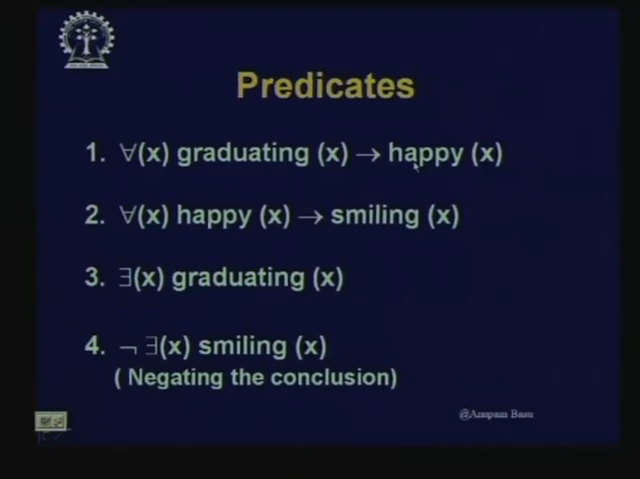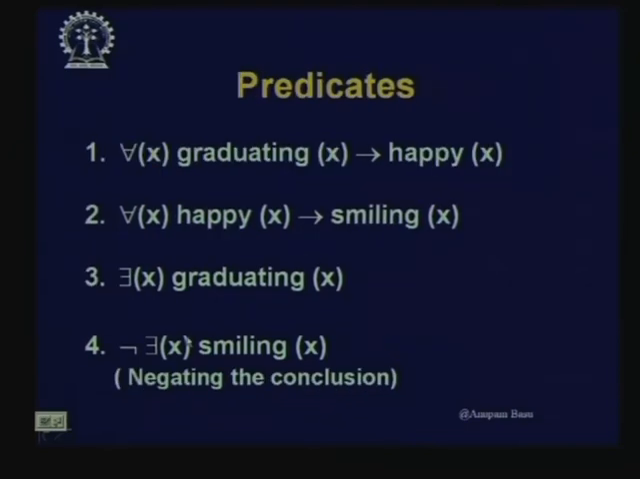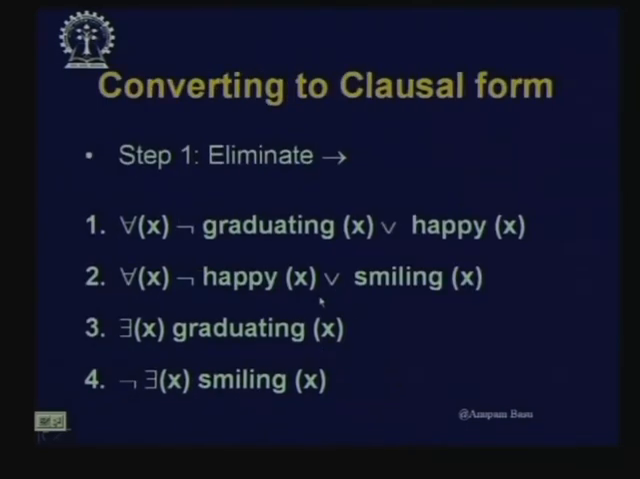So, similarly, we can do it for the others. Happy x was implying smiling x. So, that gets converted to not happy x or smiling x. There exists x graduating x, and this did not have any implication at all, that was as it is, and the second one was also not having any implication. The fourth one was also not having implication. So, now I have got a set of clauses which are all free of the implication sign.